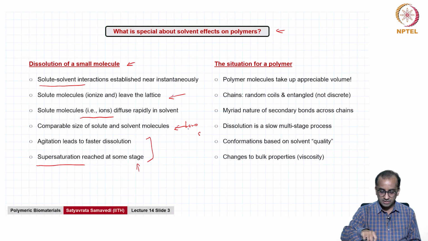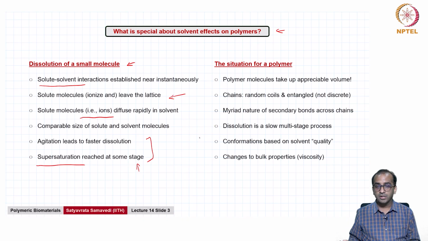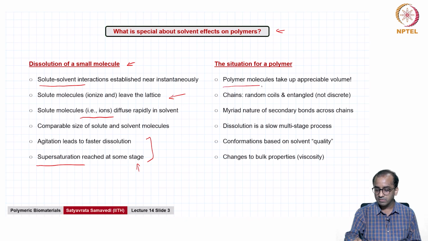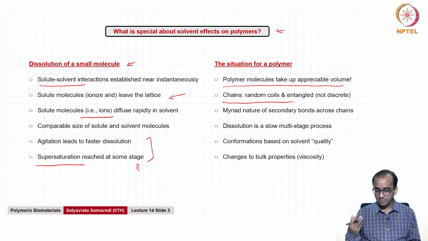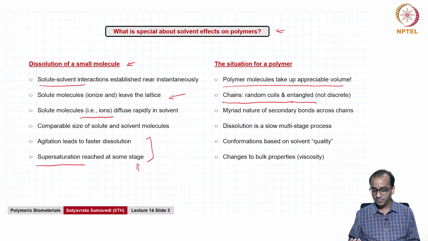In polymers, right away, you see that the big difference for polymers from small molecules is polymer molecules take up appreciable volume. Now, this is something that we have seen earlier when we have looked at number average degree of polymerization, when we have looked at molar mass, etc. This is a very important idea in polymers, and that makes a very big difference to how polymers go into solution. You have chains, which would be random coils, and you can have entanglements.